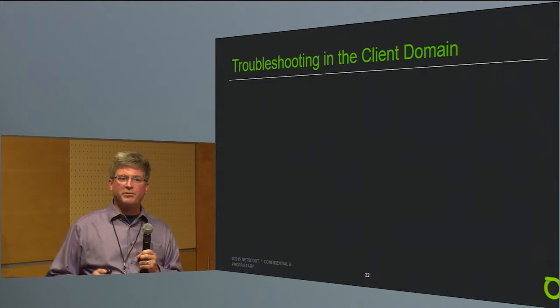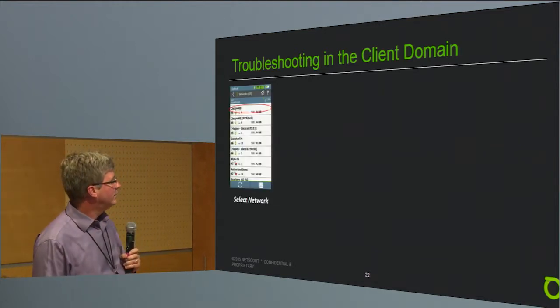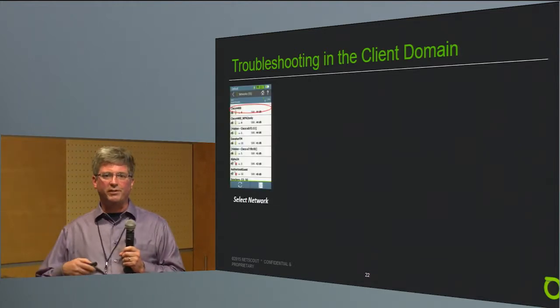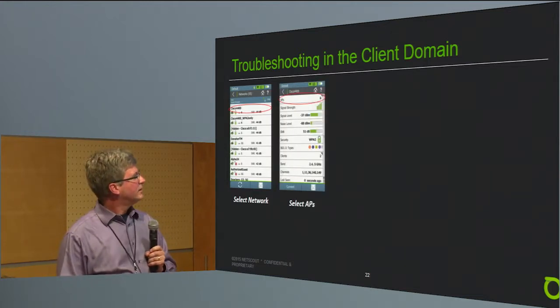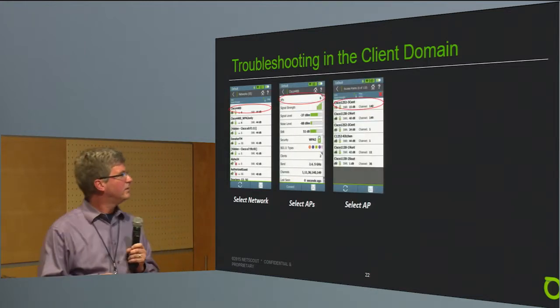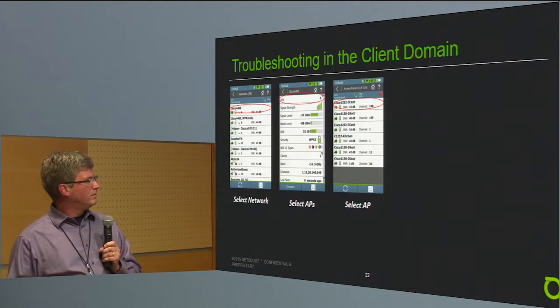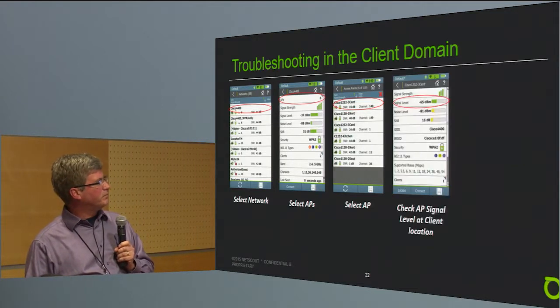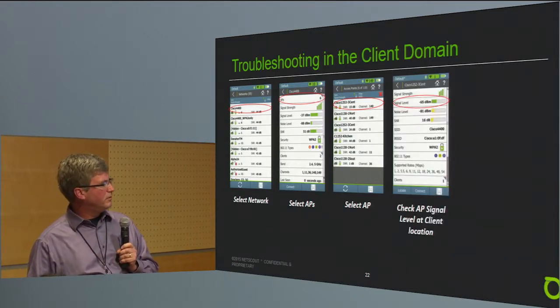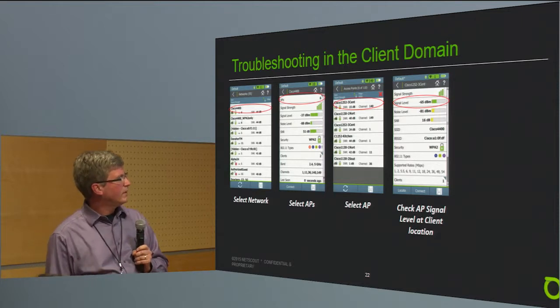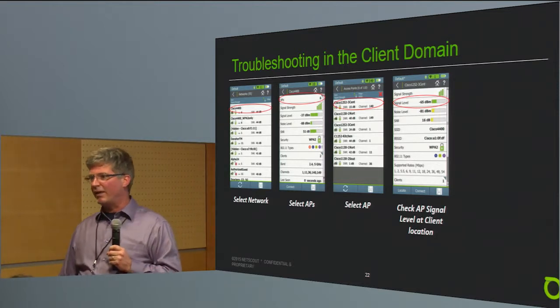Troubleshooting disconnect problems in the client domain. So here we can very quickly select our network, select the APs, select the AP that our client's probably going to be connecting to. Now, client keeps getting disconnected. That's what the user's saying.